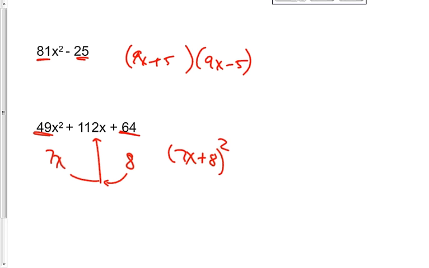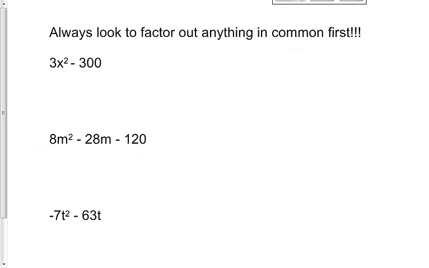And you're done. Watch for those things. Those are clues to help you: perfect squares in both the front and the back. Now, the one thing that you should always do when you're looking at any type of factoring is ask, can you take out something in common first? So on this first one, yes, you've got a 3 in common. Take that 3 out.